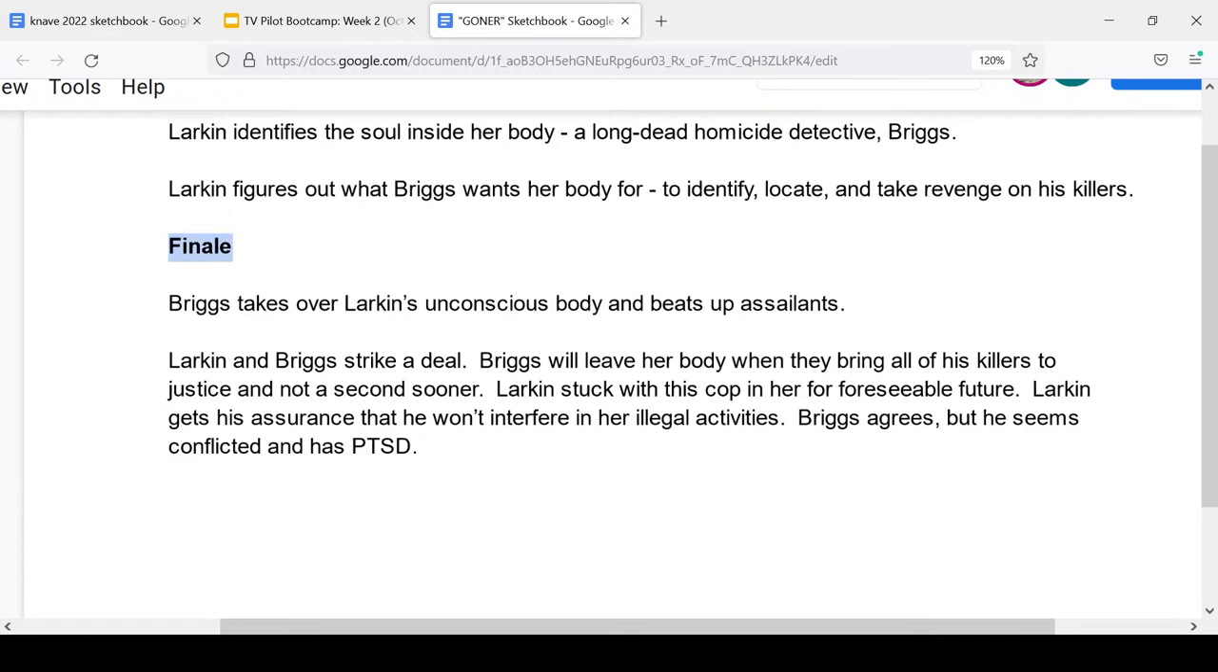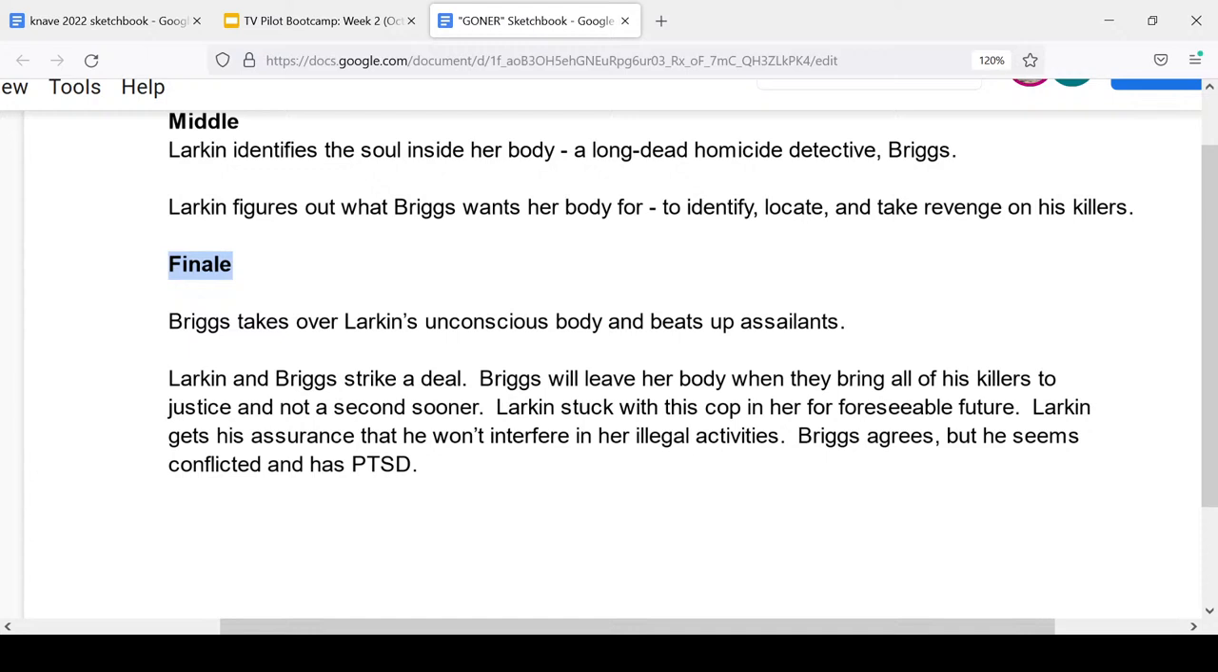Finale, or let's call this Act 3, because finale is a moment in Act 3. The whole thing is not finale, necessarily. Okay. So Briggs takes over her body and beats up the assailants. Oh, that could be a great scene.